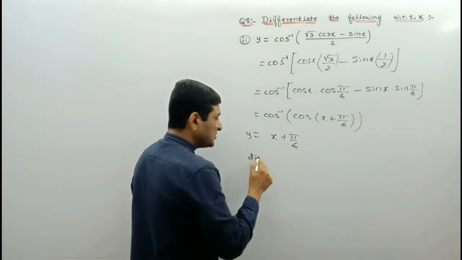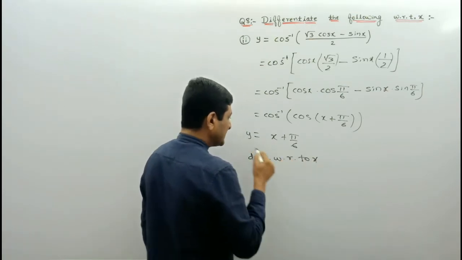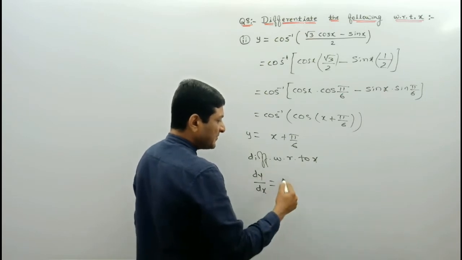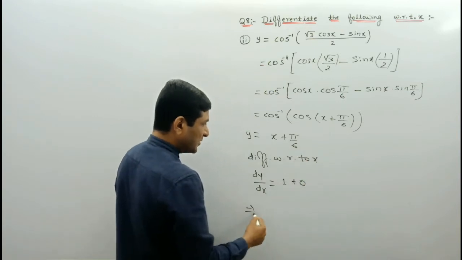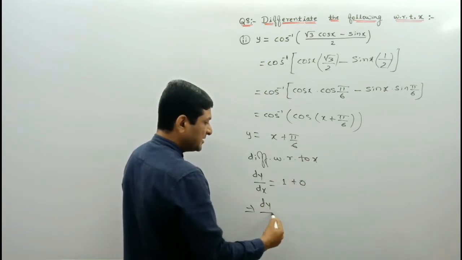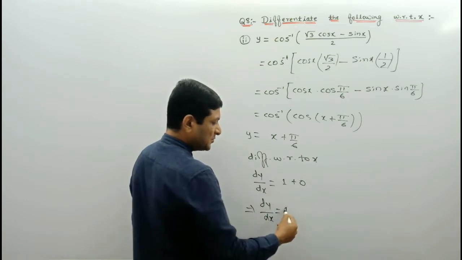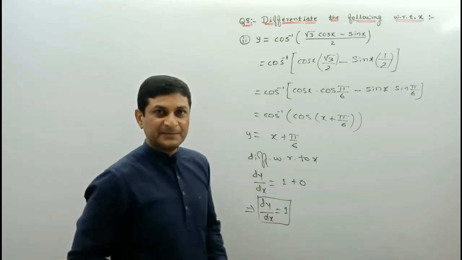So now we are differentiating it with respect to x. Derivative of y with respect to x is dy upon dx. Derivative of x will be equal to 1 and derivative of pi by 6 will be equal to 0, because pi by 6 is a constant term. So in short we can say that the value of the derivative will be equal to 1 plus 0, means equal to 1. In this way we have got the derivative of this function.